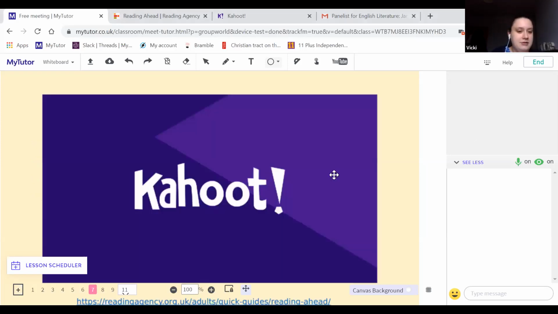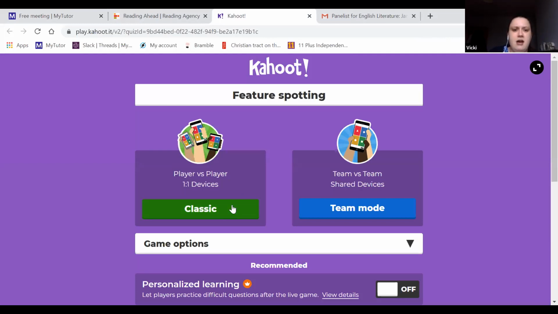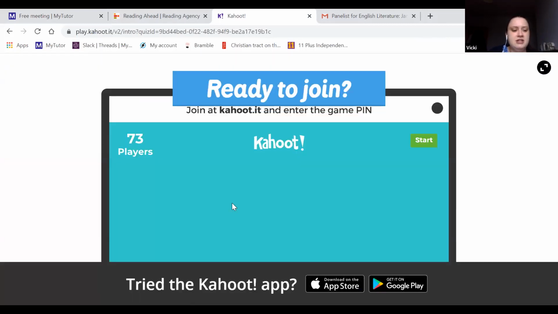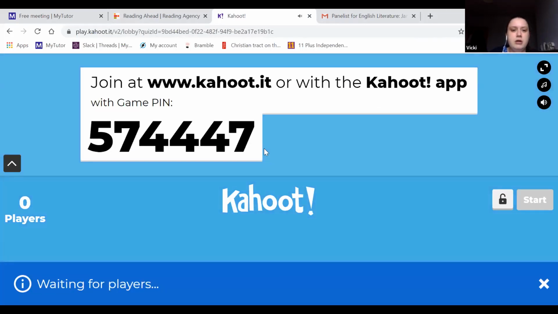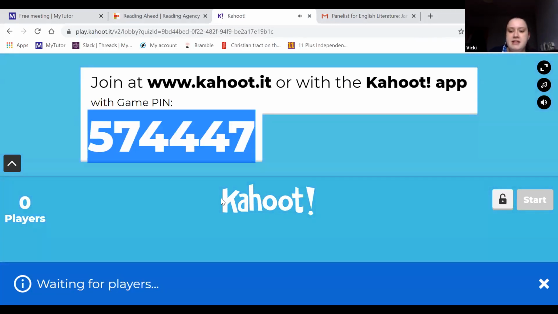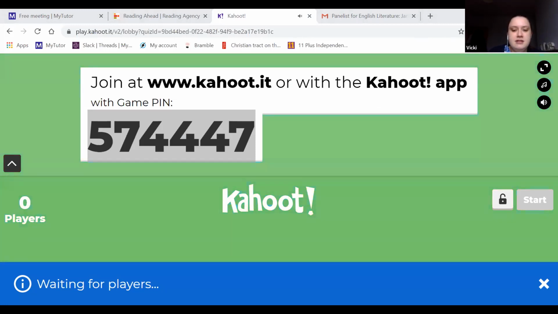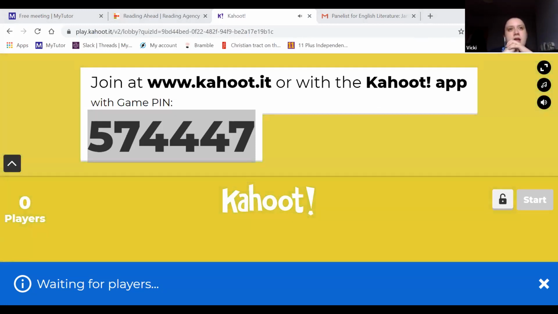Right, have I put anything else on here? Right, Kahoot then. So this is a Kahoot I did for you weeks ago, just when we started doing poetry, I think. This is a feature spotting one. It's a phrase from each of the Power and Conflict poems, and you've got to identify what language device it is.